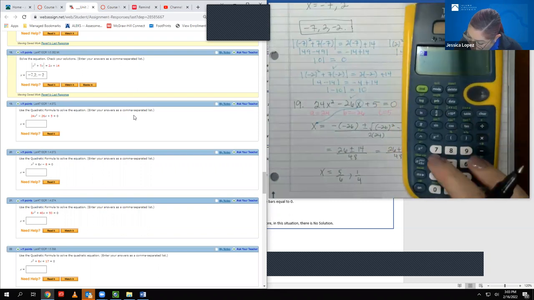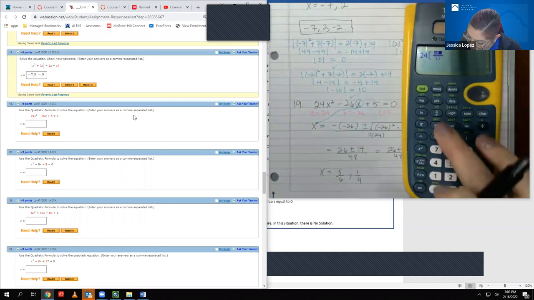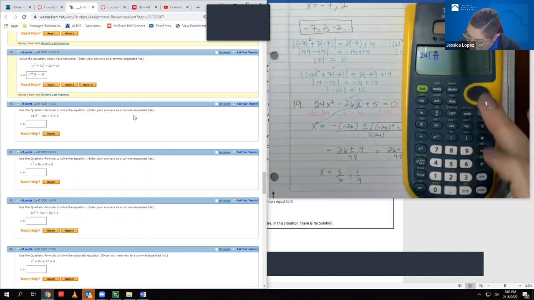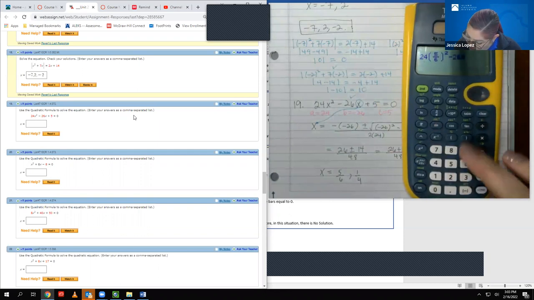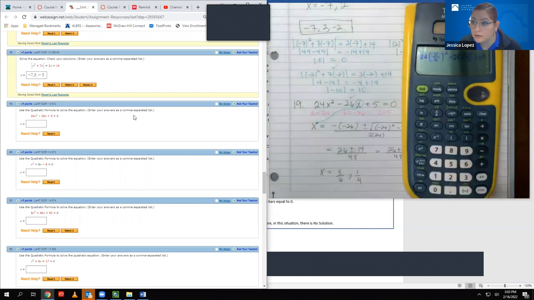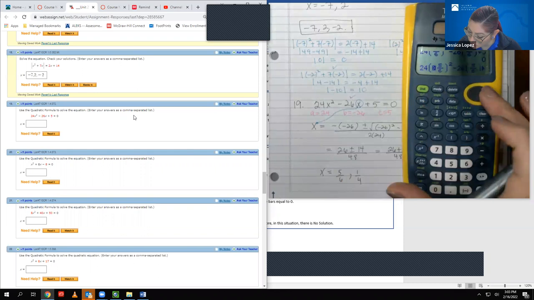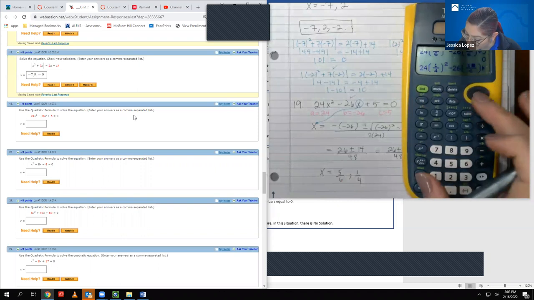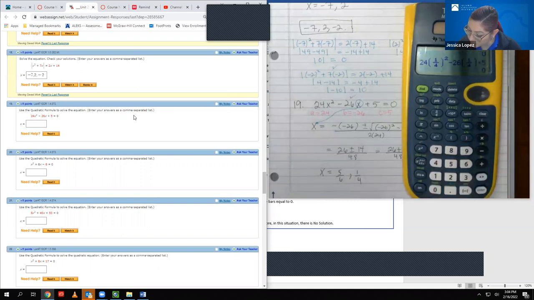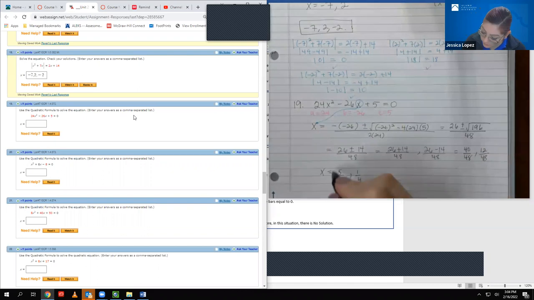So 24 parentheses fraction 5 over 6, close it, square it, minus 26 parentheses fraction 5 over 6, close it, plus 5. When I hit enter, I should get 0. And I do. So 5 over 6 is good. Now I'm going to copy this, go to the front, and change this to 1 over 4. And then I'm going to change the other one to 1 over 4. And I also get 0. So both of them are my solutions.